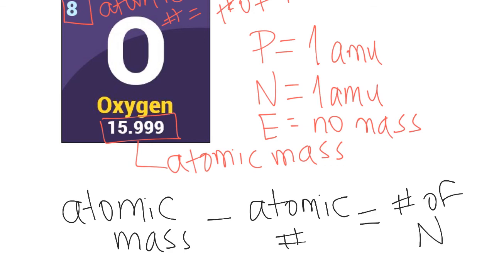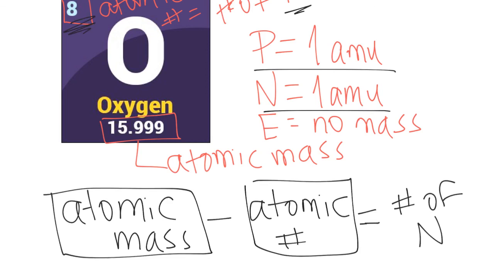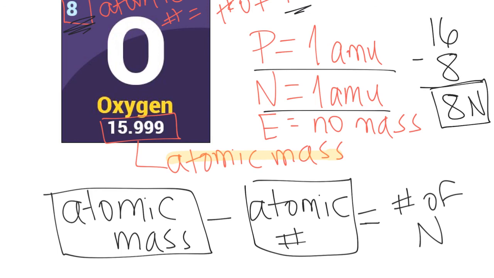That makes a lot of sense because your atomic mass is, remember, both your protons and your neutrons combined. So if you minus the atomic number, which is your number of protons, then that is going to give you your number of neutrons. So in the case of oxygen here, and you can round up your atomic mass, that's totally fine, I would take 16 minus 8 equals 8 neutrons.